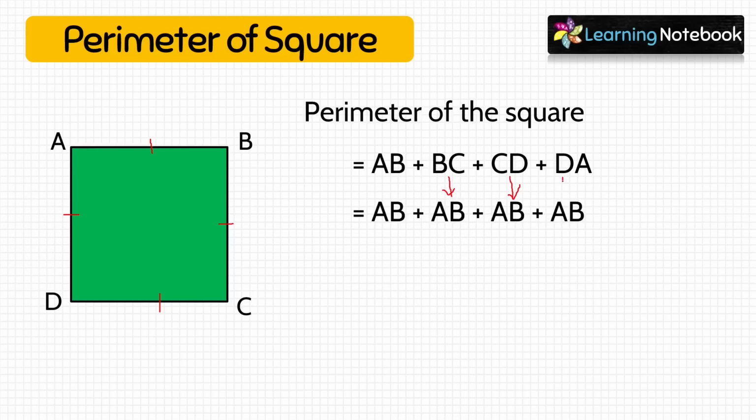So now how many ABs have we got here? Yes, 4. So we can write this expression as 4AB, where AB is the side of the square. So we can remember the formula of perimeter of the square as 4 into side.